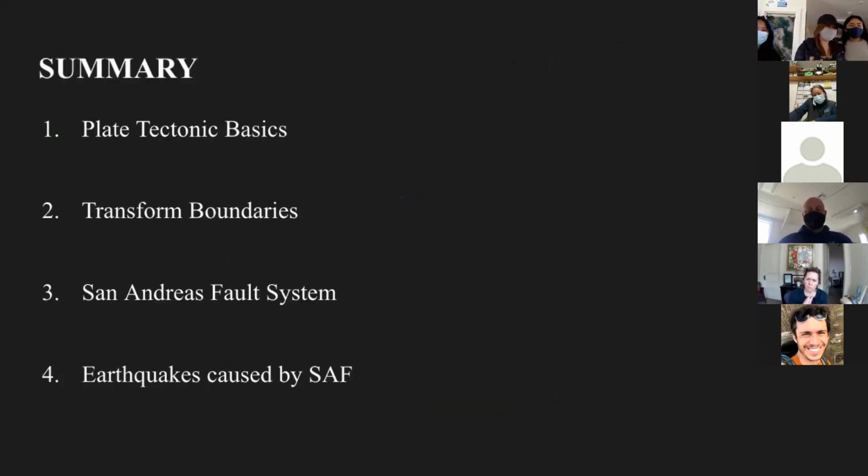Okay, so let's recap what we went over today. First, we went through plate tectonic basics, which gave you quick background information on plate tectonics, such as the 3 different plate boundaries, divergent, convergent, and transform boundaries, and what faults are. Next, we went more in depth with transform boundaries, 2 plates that slide past one another, what offsets are, where you can find transform boundaries, and the effects of transform boundaries. Then we talked about one of the greatest examples of a transform boundary, the San Andreas Fault System. Finally, we went through 2 of the most well-known earthquakes caused by the San Andreas Fault, the 1906 earthquake and the 1989 Loma Prieta earthquake.